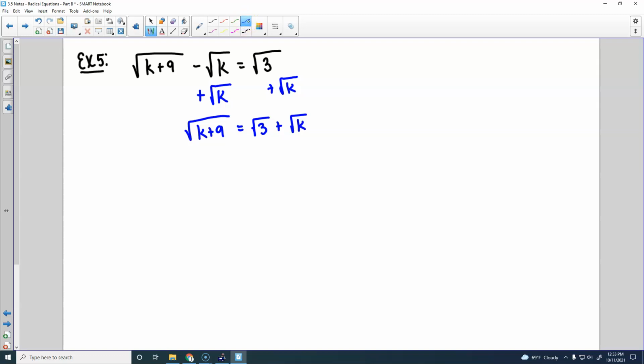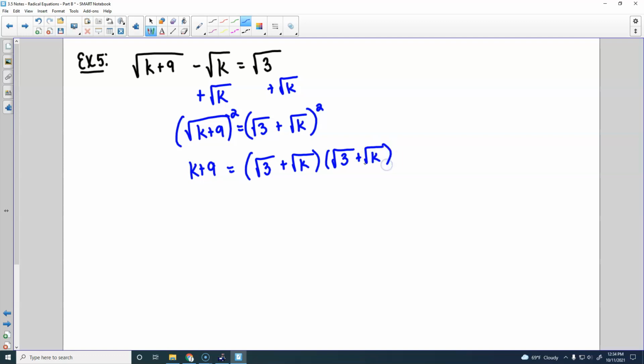Alright, so it is going to be a little easier to square if we do this than if we had left it like it was. So let's square this. We got k plus 9. I could do a double square, but that seems like it's going to get crazy, so I'm going to write it twice here. I would have to do the square root of 3 times the square root of 3. That will give me the square root of 9, which is 3.